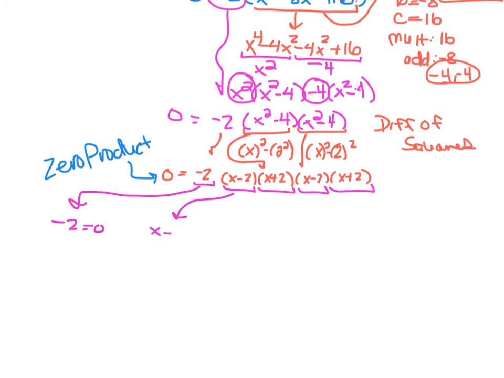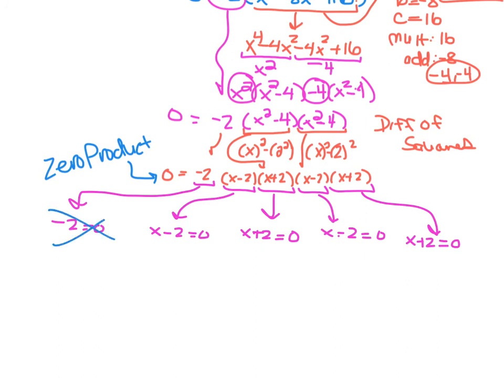So I have x minus 2 equals 0. Here I have x plus 2 is equal to 0. Here x minus 2 is equal to 0. And here x plus 2 is equal to 0. So then if I go through and I solve all of those, well, negative 2 can't ever equal 0. There's no variable there. So that one doesn't help me at all.